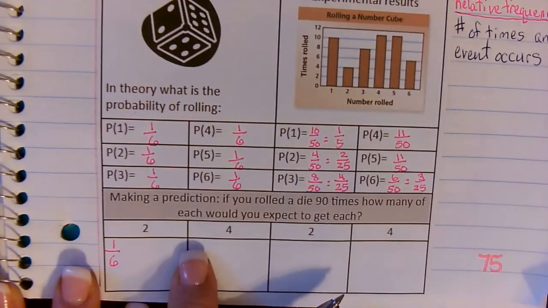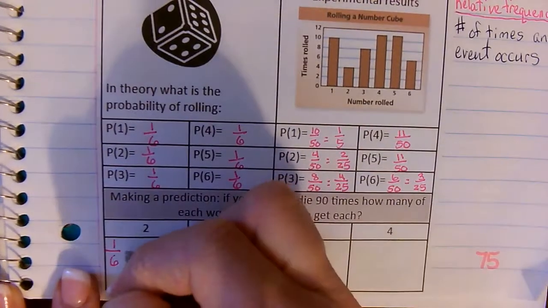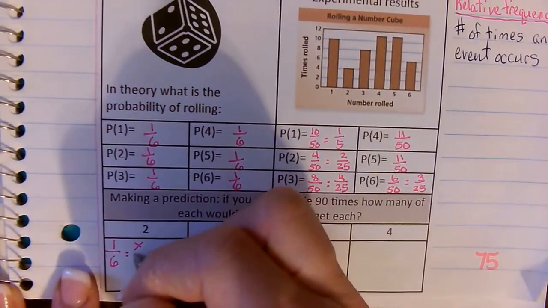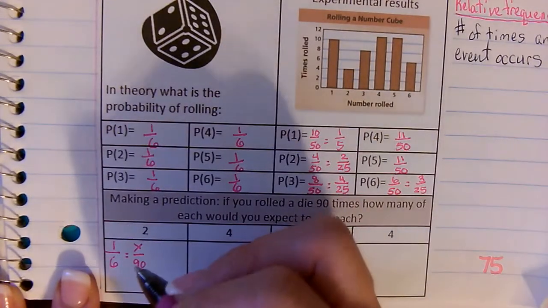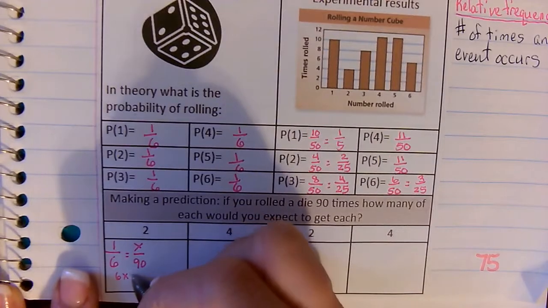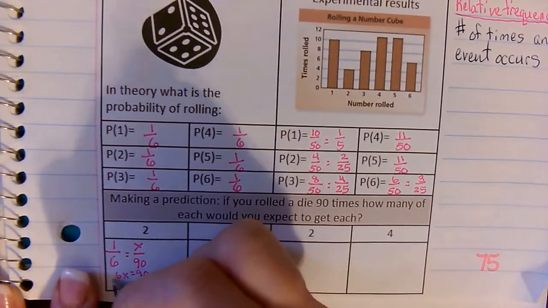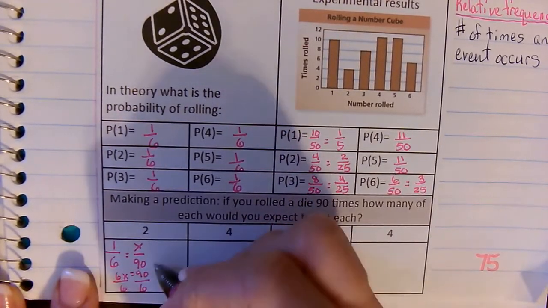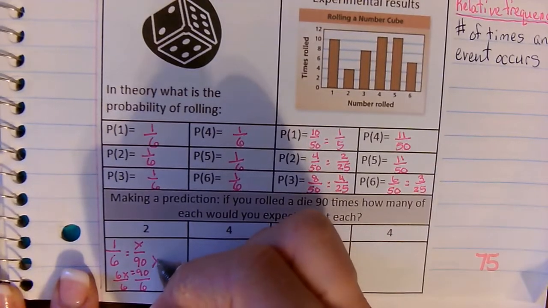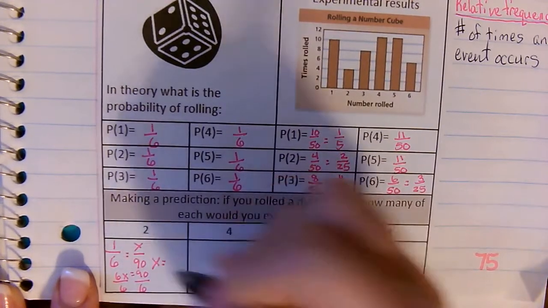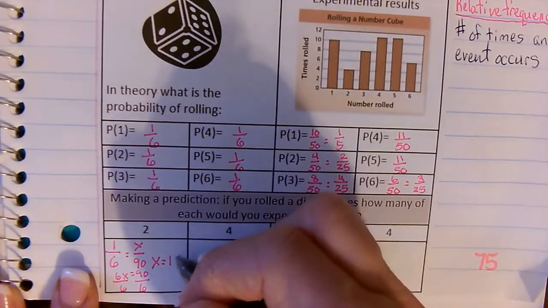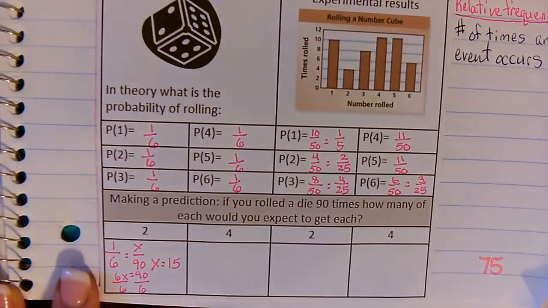So we're going to do this first, theory. 1/6 equals x over 90, right? So we multiply the diagonals, divide the other side. So that means 6x equals 90, divide both sides by 6. And so my prediction here would be an outcome. In this case, we do not write a fraction, okay? And so that would be 15. So I'm likely going to get it 15 times.